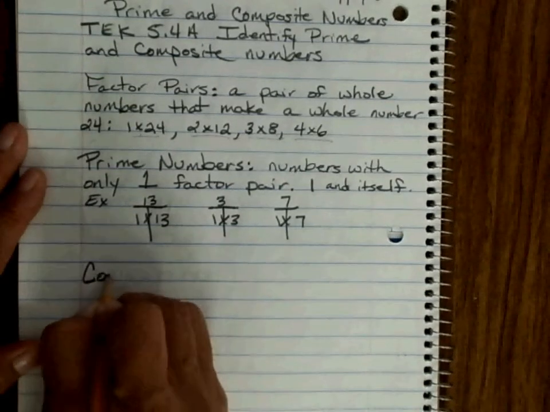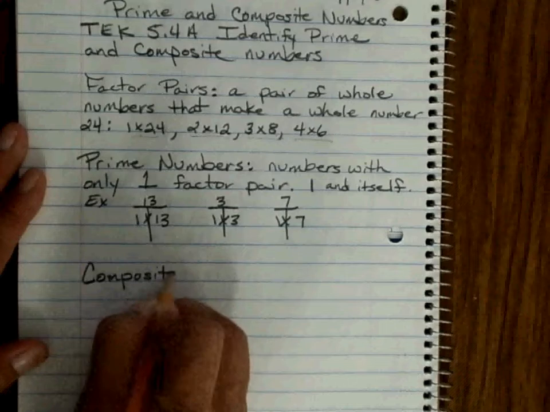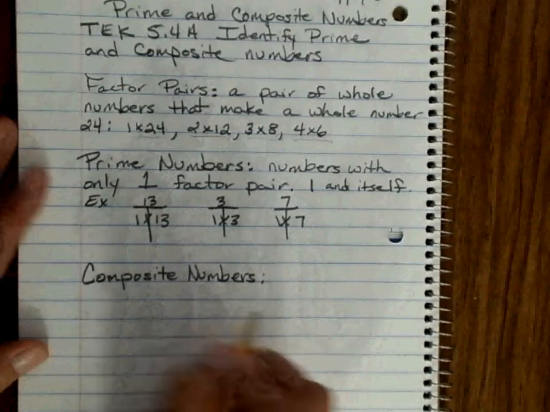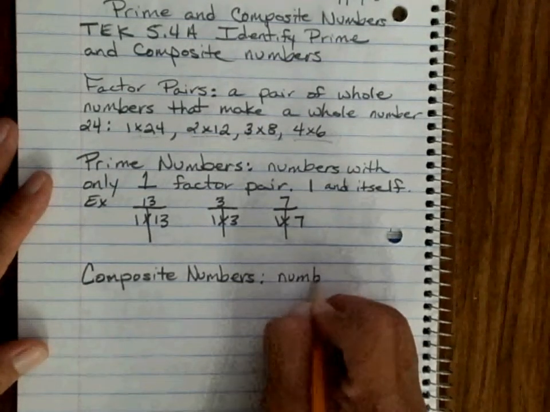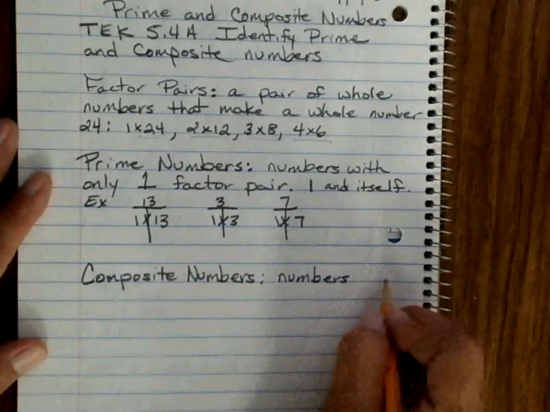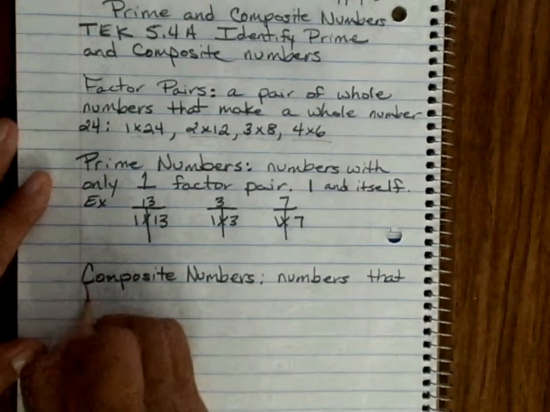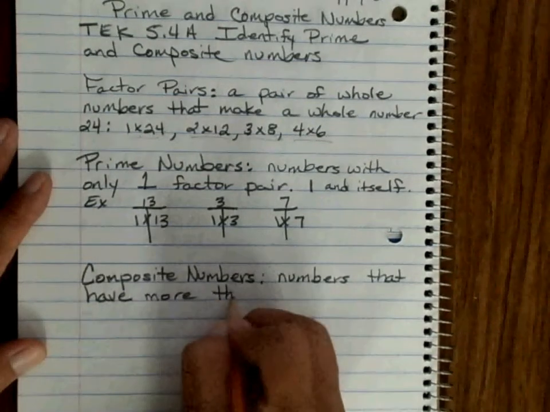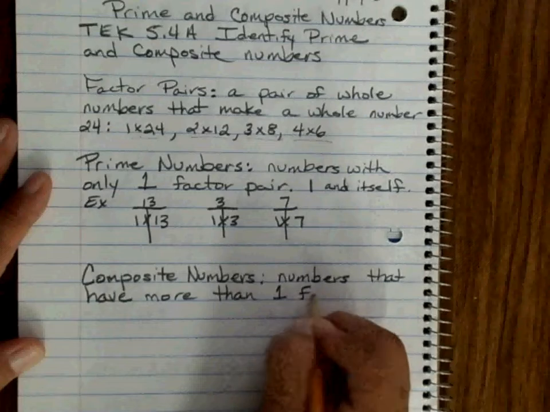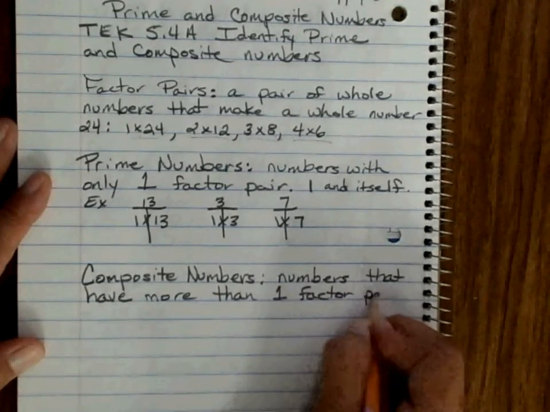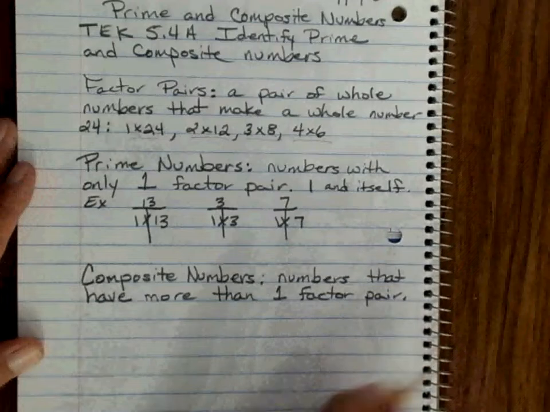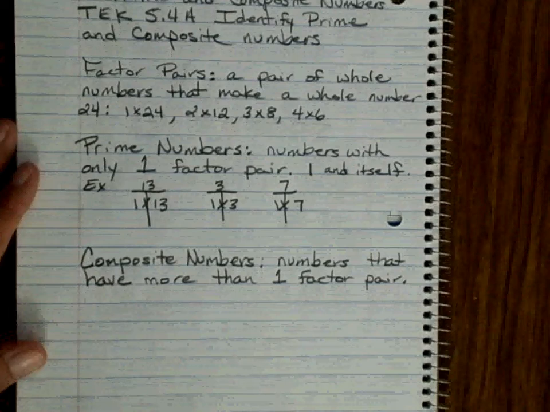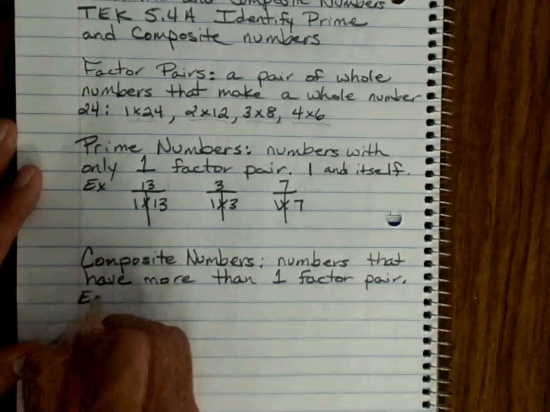So our next thing that we need to identify are the composite numbers. Okay, composite numbers are those numbers that have more than one factor pair. So 24, of course, is a composite number, right? 1, 2, 3, 4 factor pairs makes 24 a composite number. Well, here are some more examples of composite numbers.